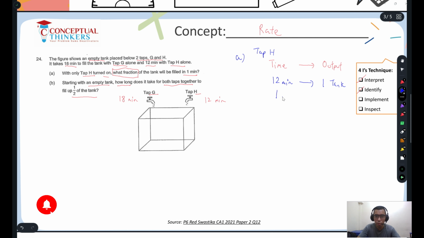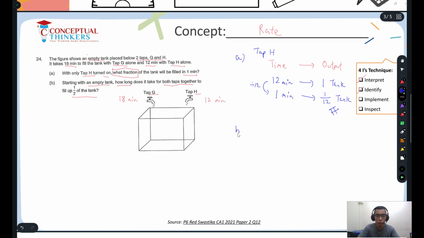Now we bring it down to 1 minute, because this is what the question is asking for. This part A is trying to guide the student to form the rate of the tap. To go to 1 minute, we just need to divide by 12. So it will be 1 divided by 12, which as a fraction is 1 over 12 of the tank. This will be my part A answer.